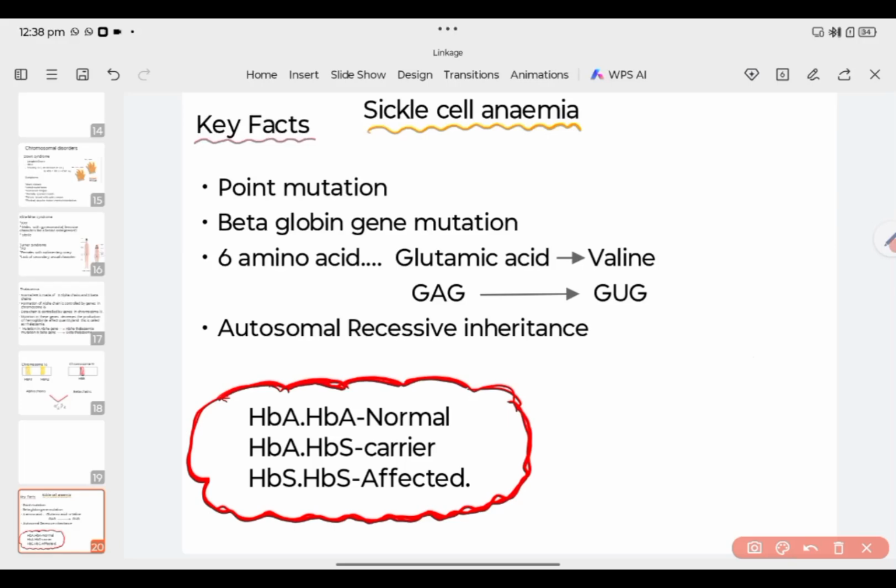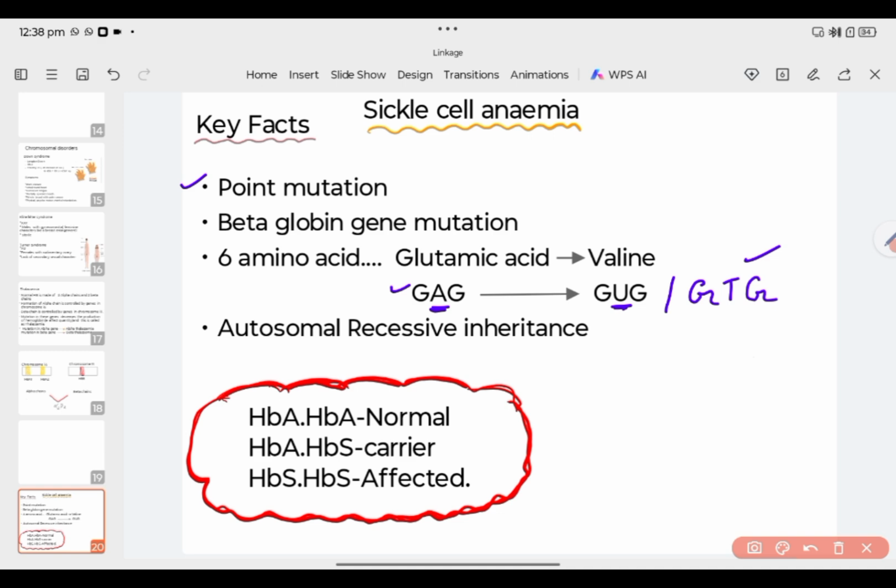Sickle cell anemia. First, let us go through the key facts. This disease is a point mutation. What is a point mutation? This is a substitution mutation. See here, adenine is replaced by what? Uracil. It can be GTG also. That is, if DNA it is GTG and mRNA it is GUG. Okay, so substitution mutation is called a point mutation.